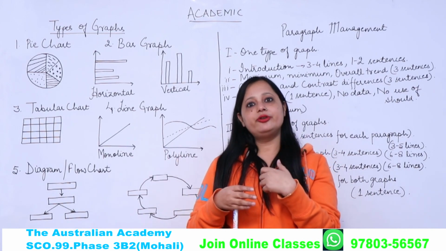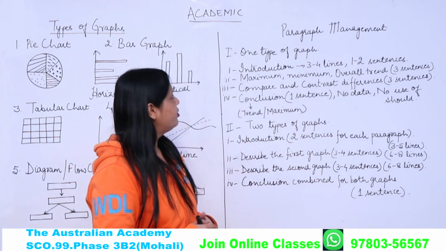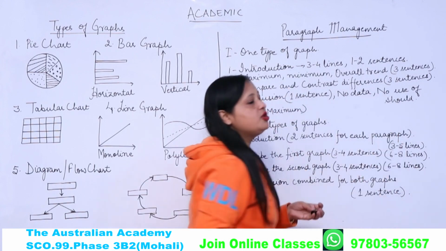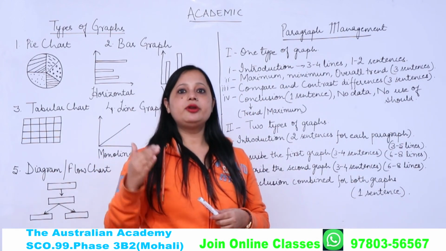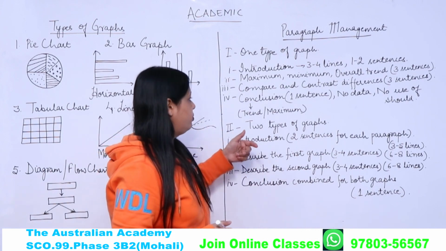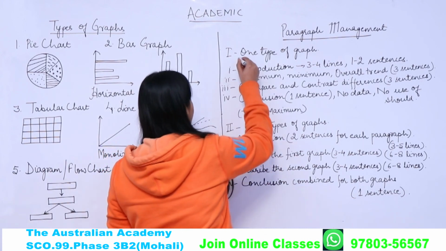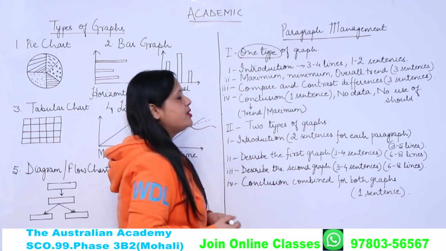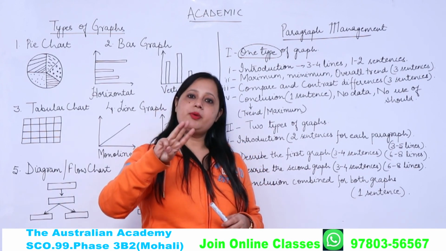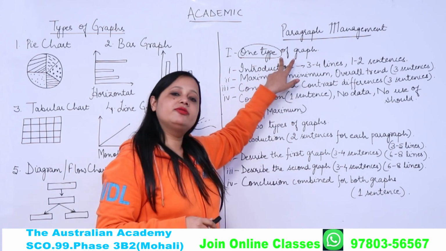So it is important for you to understand what kind of graph you are getting. Now the next thing I am going to talk about is your paragraph management, like how many paragraphs you should make in the graph and how to divide what to write in which paragraph. There are two different types of question papers you might get. The first is when you get one type of graph. One type of graph means, let's say you get a pie chart, but you get 2 or 3 pie charts. So 2 or 3 pie charts are considered one type of graph only.